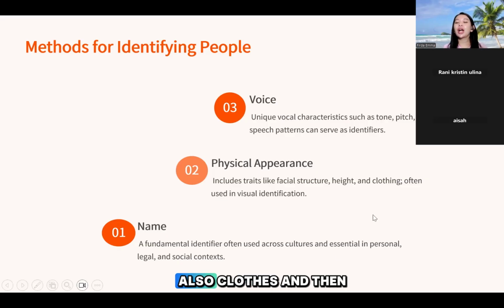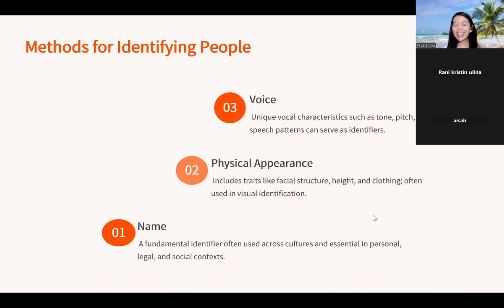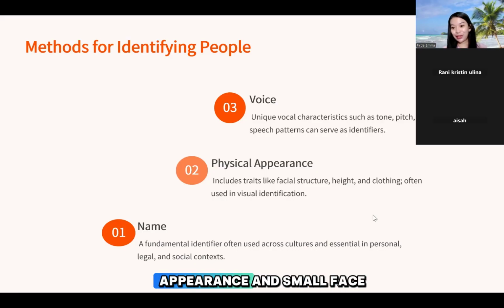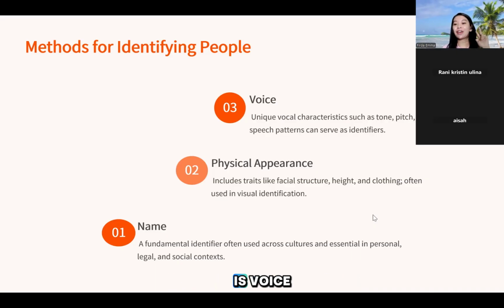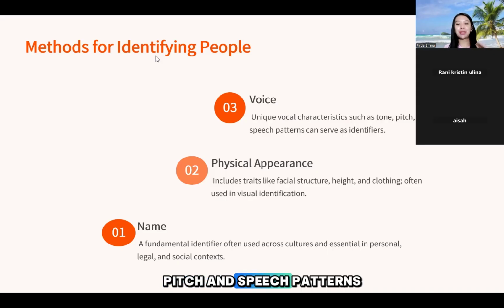And the second traditional method is physical appearance, which includes traits like facial structure, height, and also clothes, often used in visual identification. For example, Rani has a tall height. She has a beautiful appearance and a small face structure. After we know her name, we know also her physical appearance. And the third method is voice. Unique vocal characteristics such as tone, pitch, and speech patterns can serve as identifiers.